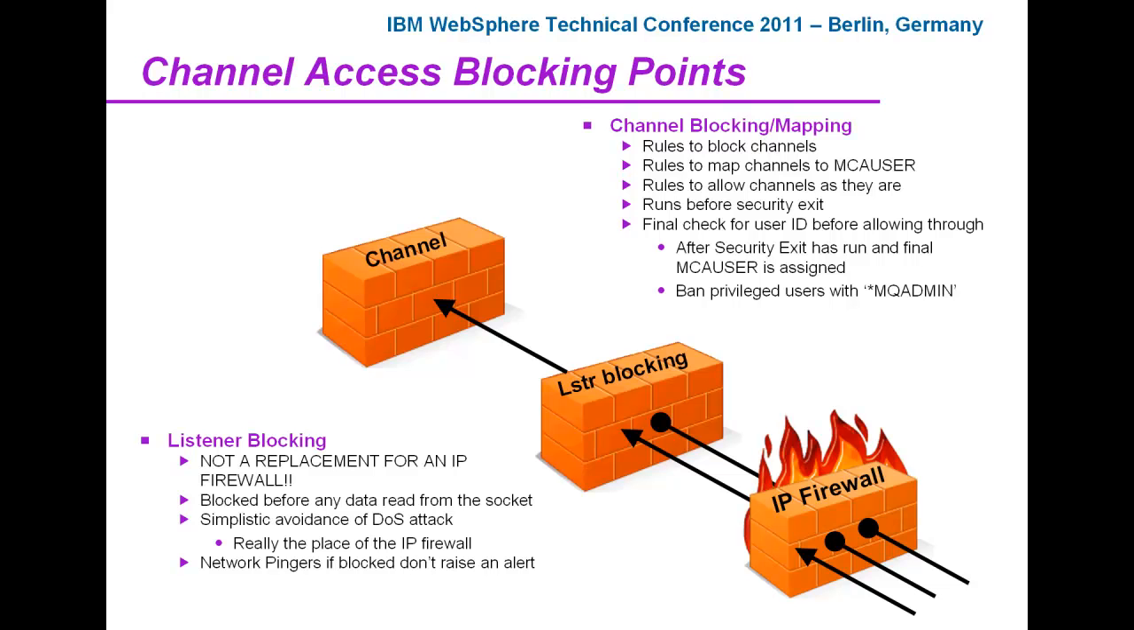So, to save you having to remember all that, we've made a special value that says if this is somebody that has privileged access, then this will work on every platform to ban them. And then if you get through all of that, of course, then you've got your access control list that we talked about earlier, and the MCA user that has been assigned to that channel will then be checked against the access control list before that application can actually put any messages on your queue.